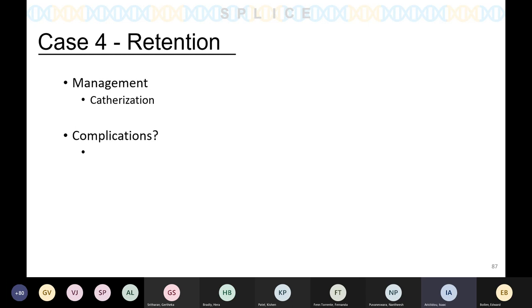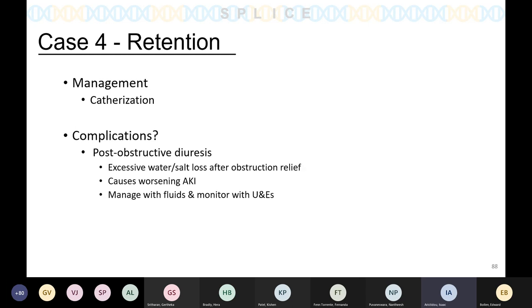Does anyone know any complications of when you catheterize a patient post retention? Diuresis, yeah, nice. Post-obstructive diuresis is what I was getting at. So basically, once you relieve the obstruction, there's excessive water and salt loss. This can worsen any AKI they may be in. So basically, you just need to manage them with fluids and monitor U&Es. I had a look as to why this happens, but the exact cause is unclear, and the mechanism seemed way above what we'd need to know, but just be aware of it. After catheterization, this post-obstructive diuresis can occur.